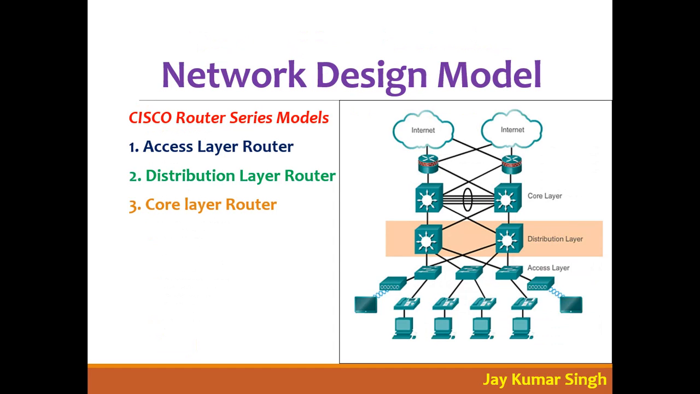Now, the network design model says that every company has 3 network design layers. So assume that this is an ISP. The ISP will have, first, an access layer router, then a distribution layer router, and then a core layer router. But how does it work? See, access layer router means end users. Suppose you are an ISP, right? So you have this Fazara branch, and this is the Serekunda branch.